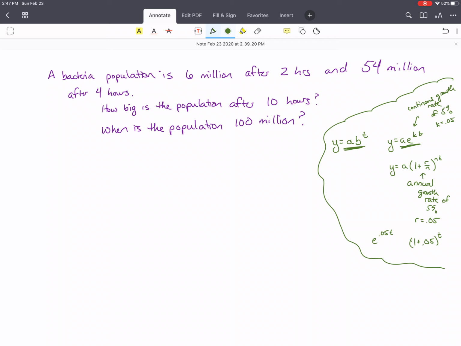And essentially what's happening is we have a bacteria population. It's 6 million after 2 hours and 54 million after 4 hours. And then it's asking us some questions about the model. How big is it after 10? When is it 100 million?